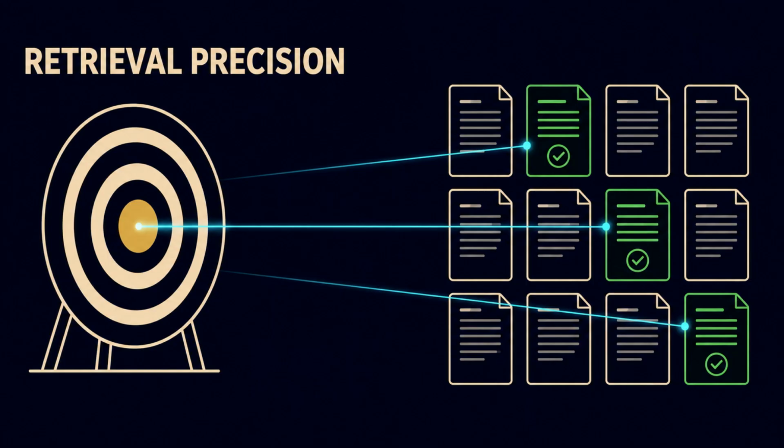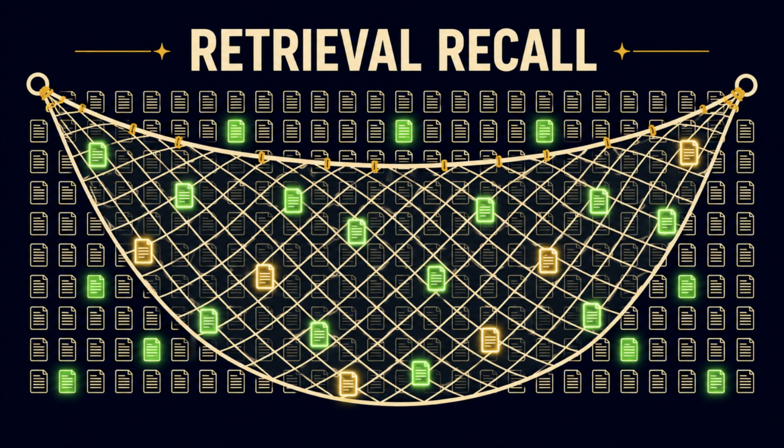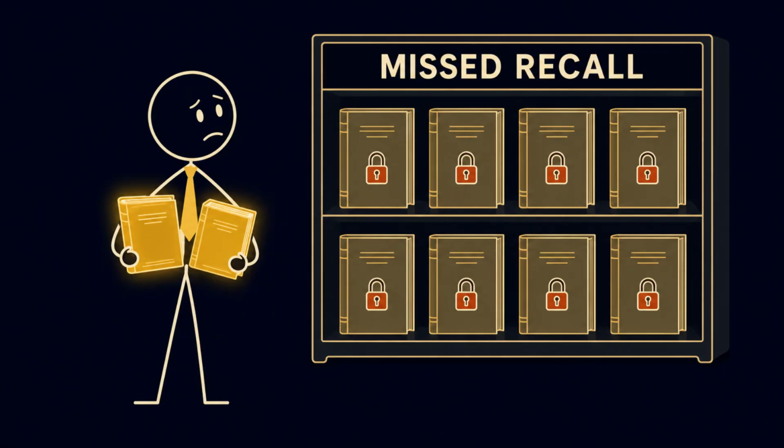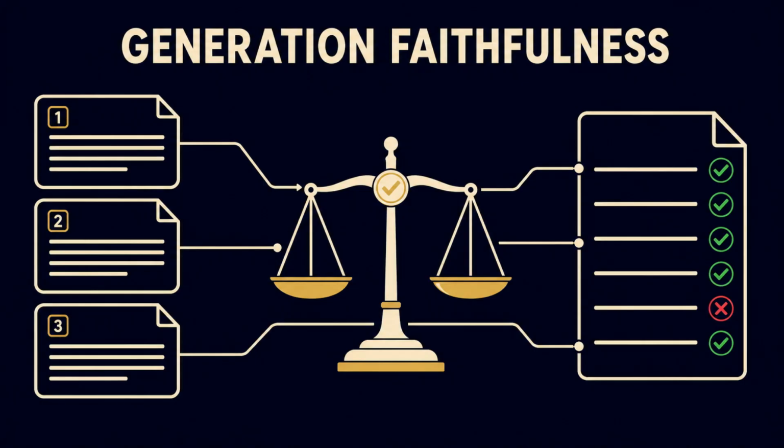Retrieval evaluation asks, of what got pulled back, how much was actually relevant. That's precision. And of everything relevant that existed, how much did we actually find? And that's recall. Great recall but poor precision is a librarian handing you 50 books where only 3 are useful. Great precision but poor recall means you got 2 perfect books but missed 8 other genuinely relevant ones.